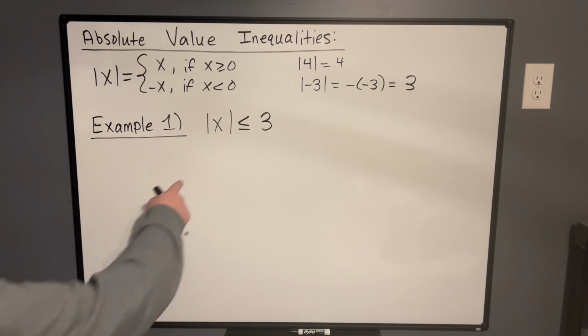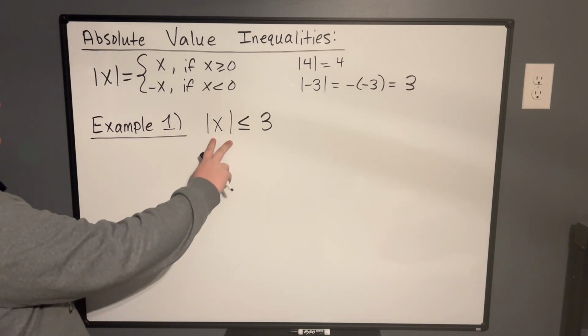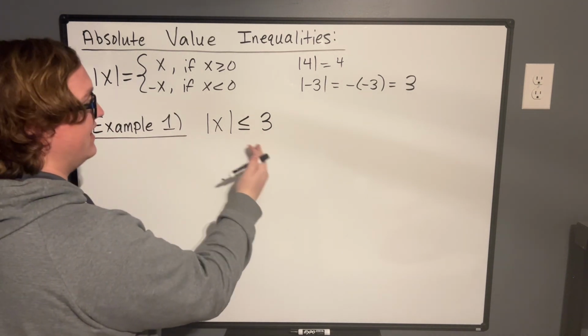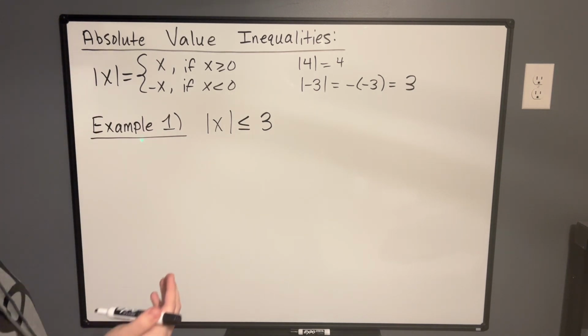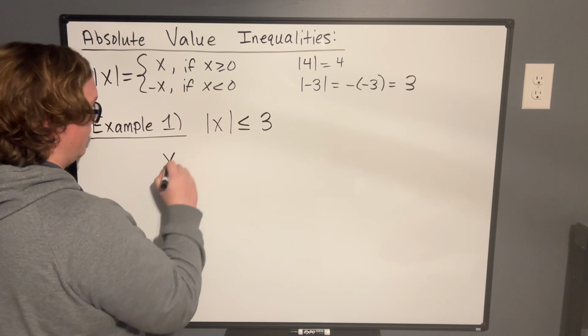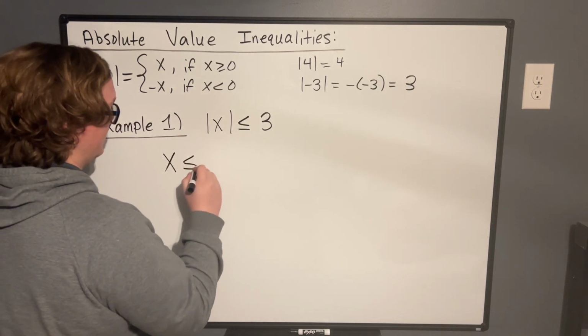So let's look at example 1. This one is the absolute value of x is less than or equal to 3. So again, we are going to have two cases here. The first one is always going to be treat it like the absolute value isn't even there, right? That's always going to be your first case. We'll just get rid of the absolute value and say x is less than or equal to 3.